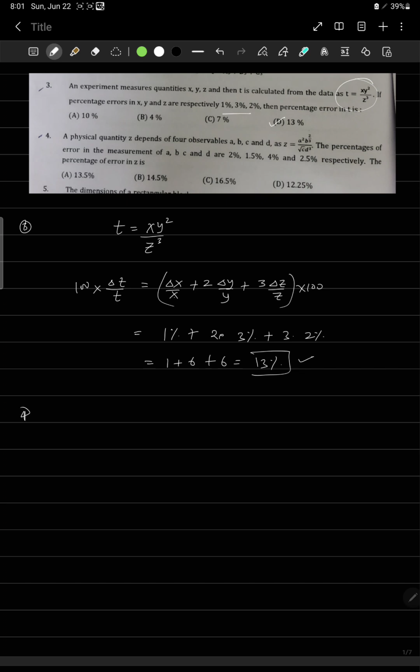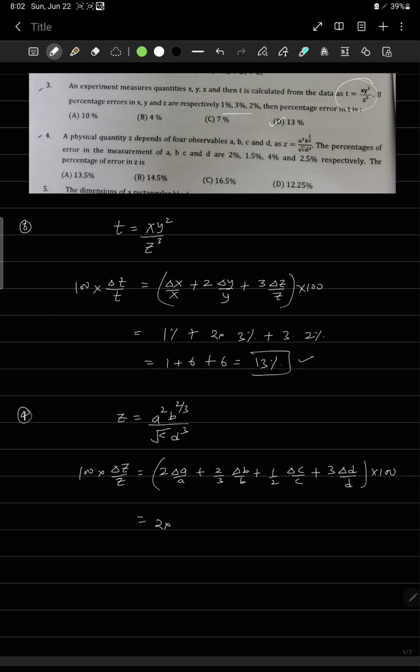Let's see one more question, a similar one. If you understood the last question, you can pause the video and try the next question. Question number 4 says that the relation is z equals a square b to the power 2 by 3 divided by root c d cube. Percentage errors are given, so I will start again by writing the relative error in z: delta z by z is equal to 2 times delta a by a plus 2 by 3 delta b by b plus 1 by 2 delta c by c plus 3 times delta d by d. If we multiply by 100 on both sides, we get the percentage error.